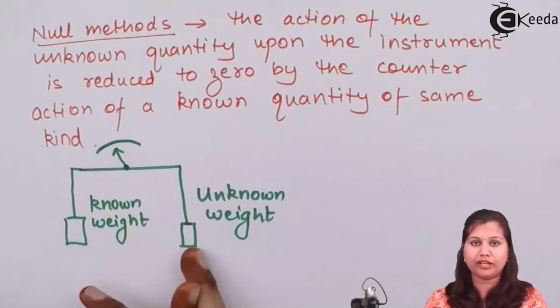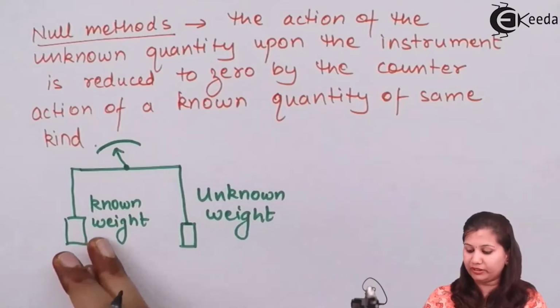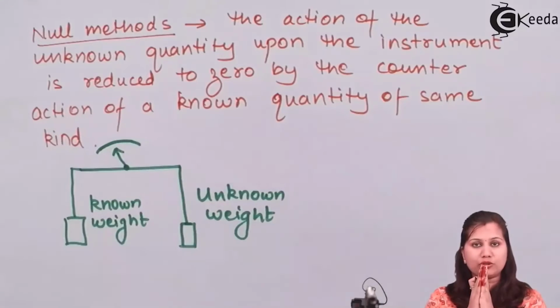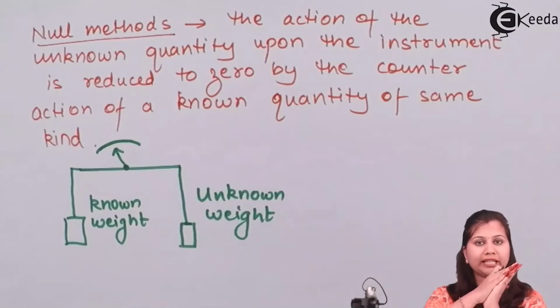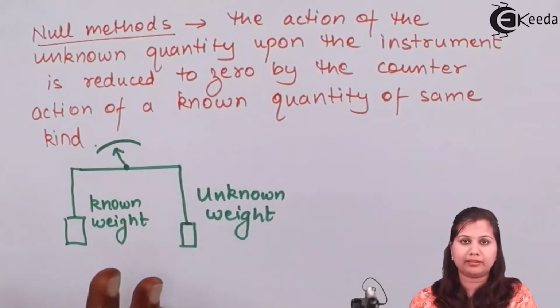Here we are having weight on both the sides, so when the unknown weight is equal to the known weight, then the pointer will be straight. It will not be deflected on any side, either on the left or on the right side. So that is the type of null methods.